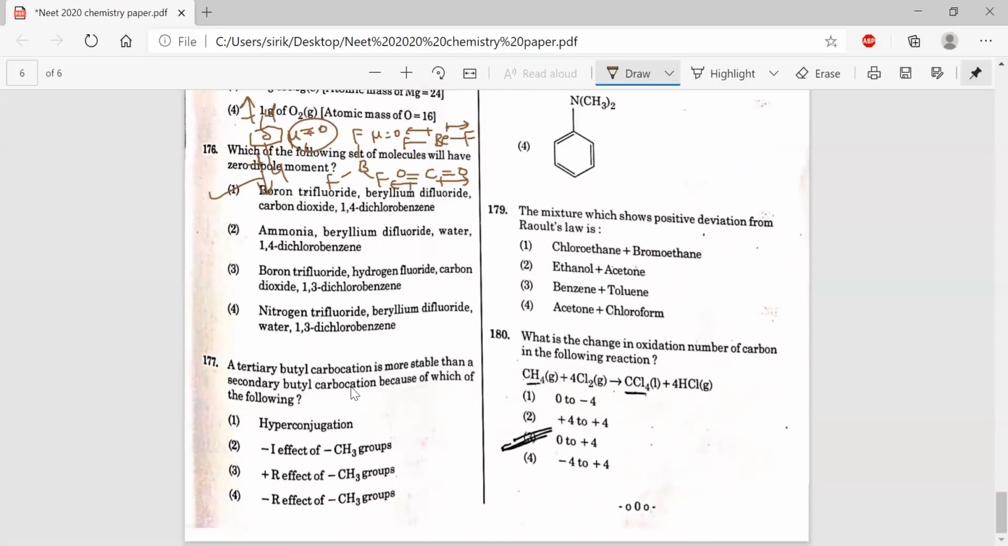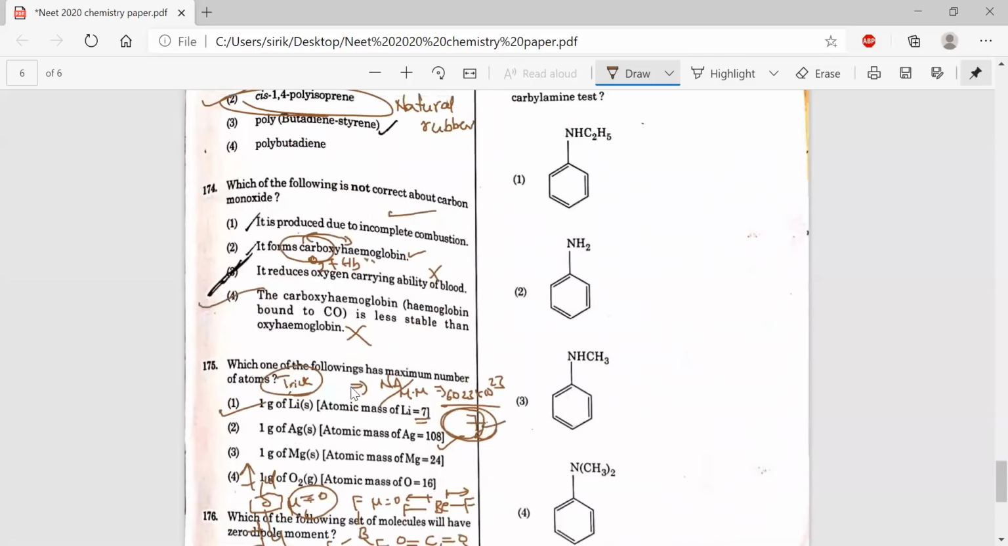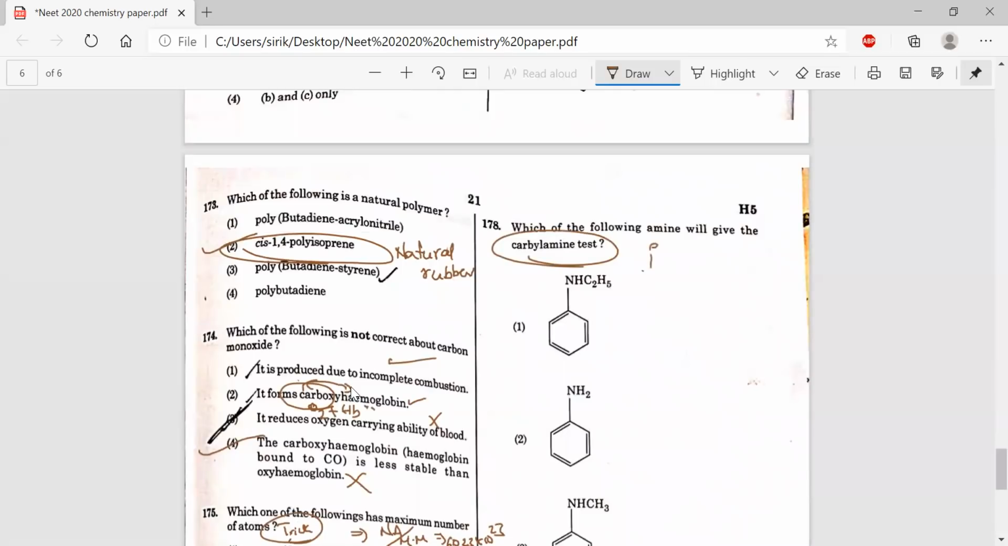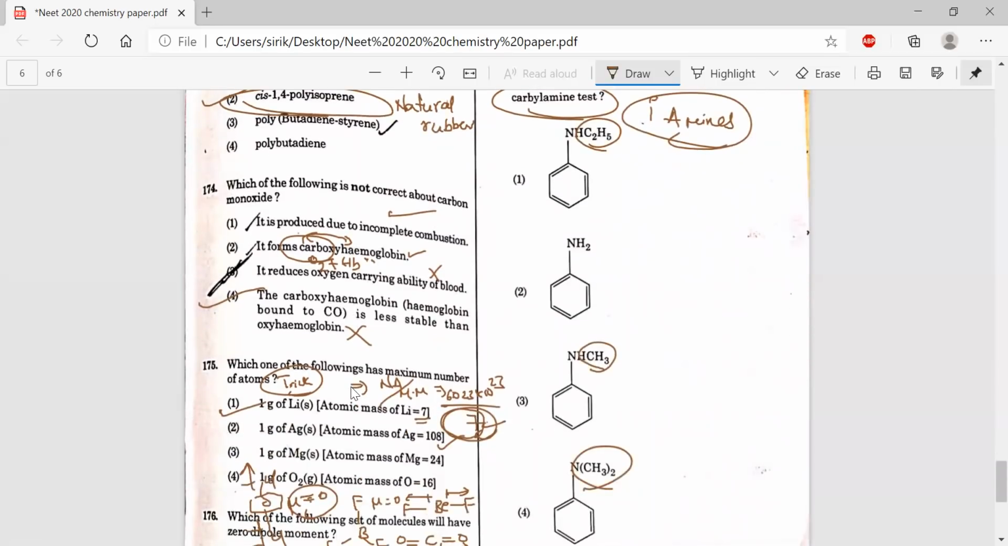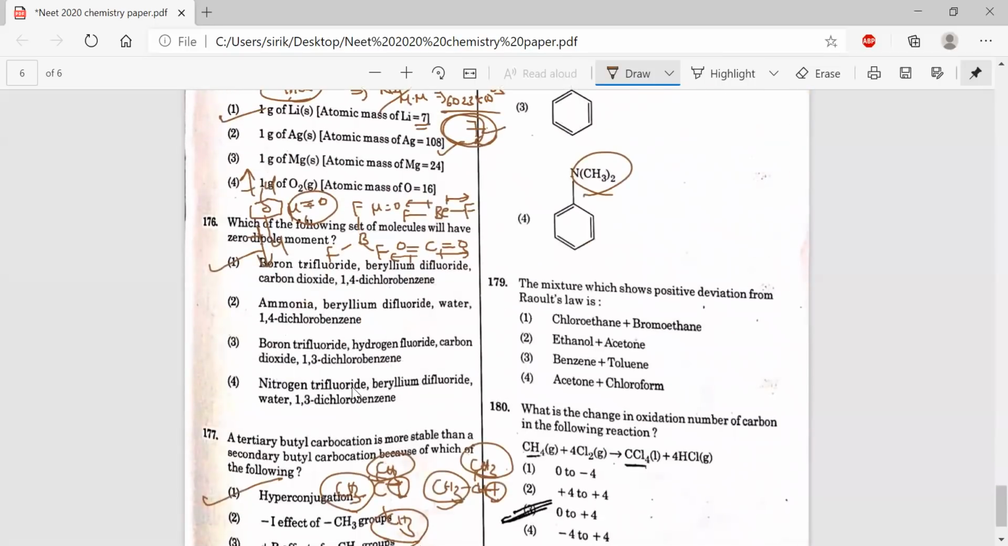And a tertiary butyl carbocation is more stable than a secondary butyl carbocation. Just draw the structure, tertiary butyl carbocation, this one, and secondary butyl, in the sense around the carbocation only 2 groups are there, and in this, 2 into 3, 9 alpha hydrogens are present, and in this case only 6. The more the number of alpha hydrogens, the more the hyperconjugation. And next question, carbylamine test is given by only primary amines, around nitrogen. If any group is there, then it becomes a secondary amine. See, these are secondary amines and this is a tertiary amine, but only primary amines give and form isocyanides.